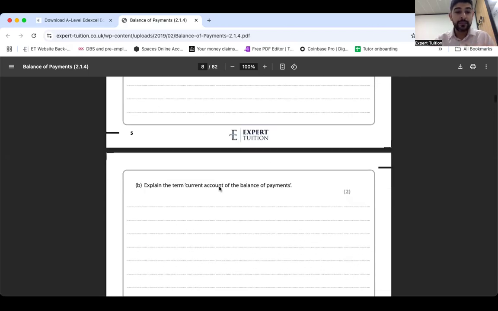That's 2 marks. Explain the term current account, the balance of payments. Cool. I said this earlier in the video. So just the value of exports minus the value of imports, 2 marks. Simple. Yeah, you had to add the word value though.